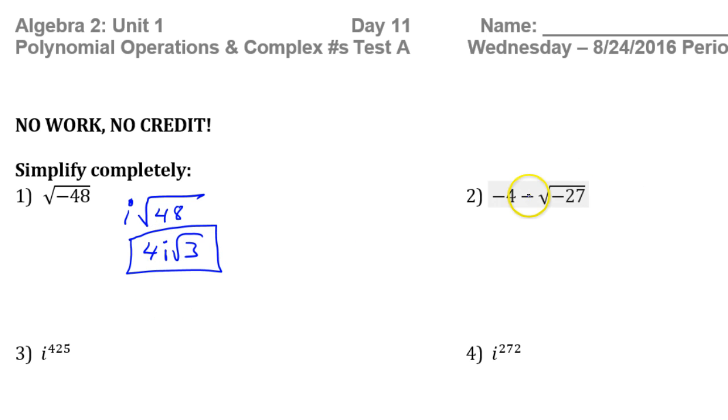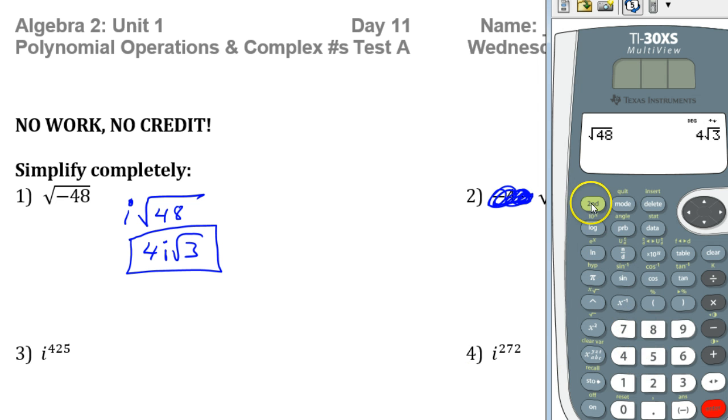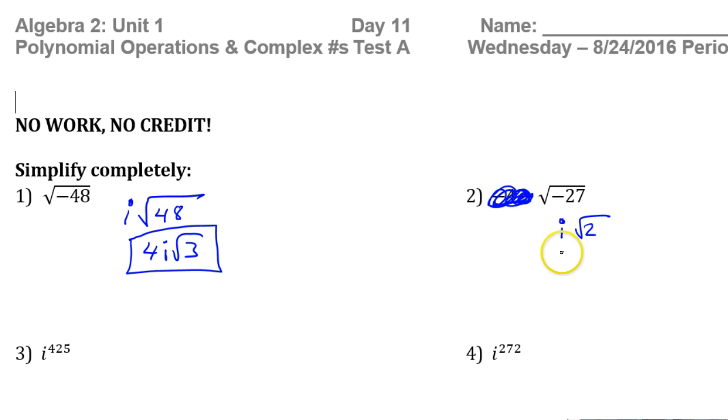Now, similarly, this one. For a moment, ignore the negative 4 and the minus sign. This part of the problem is just like problem number 1. When you see a negative under the radical, you know that that will be i. So that's like having i radical 27. Now, if I do the square root of 27 in my calculator, I get 3 radical 3. So that means that this is 3i radical 3.